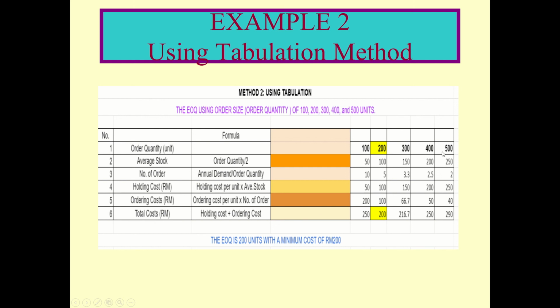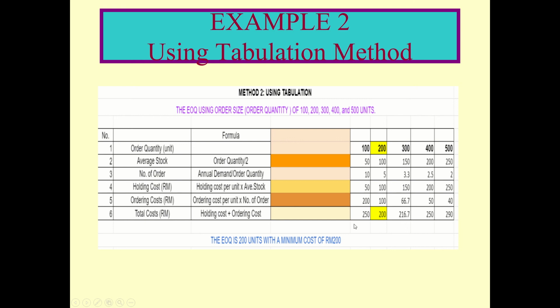And the last one, if you order 500 units, the holding cost will be 250. The ordering cost is 40 ringgit. So when you total up the holding cost with the ordering cost, you will get the total cost of 290 ringgit.